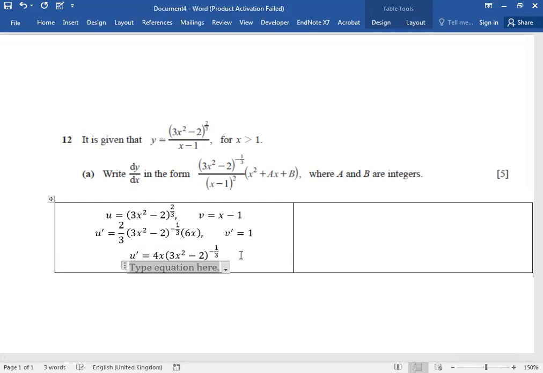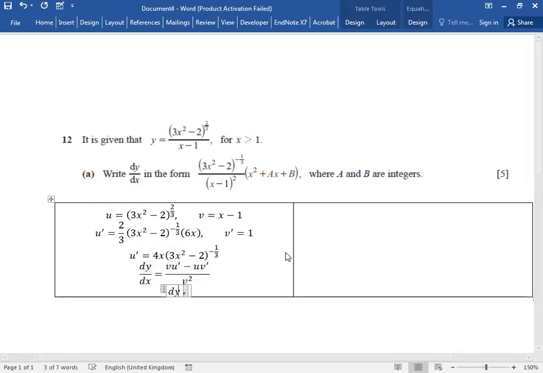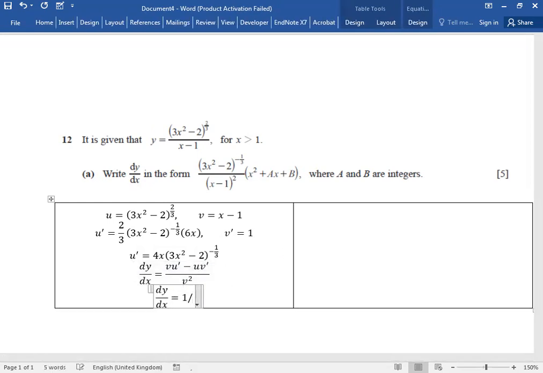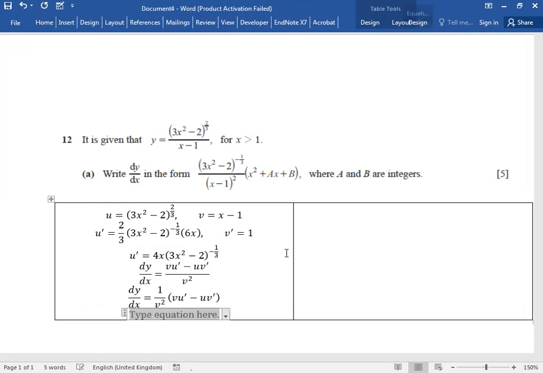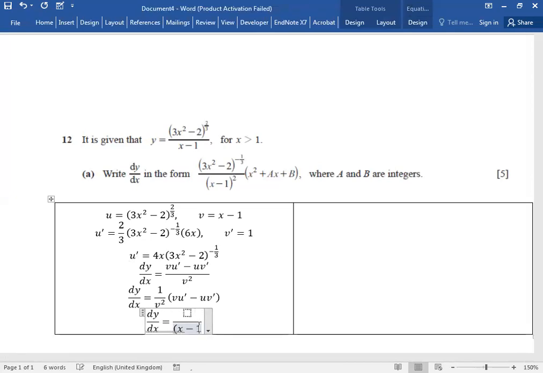Now applying the quotient rule, dy by dx is v into the derivative of u minus u into the derivative of v, over v square. Fine. You can also write it as 1 over v square to make things easy for yourself: v into u dash minus u into v dash. Whichever one suits you. So dy by dx, because the denominator is nothing to worry about, I'll just write it as x minus 1 whole square.